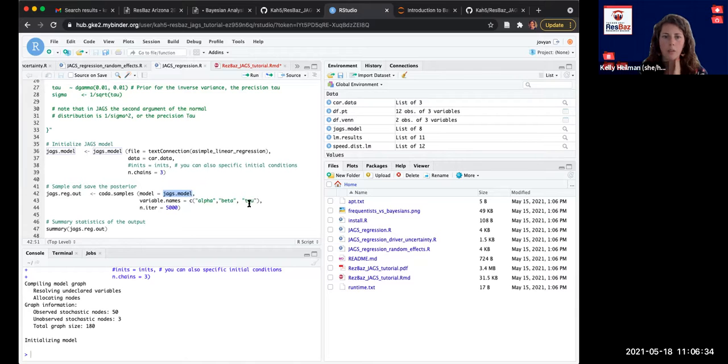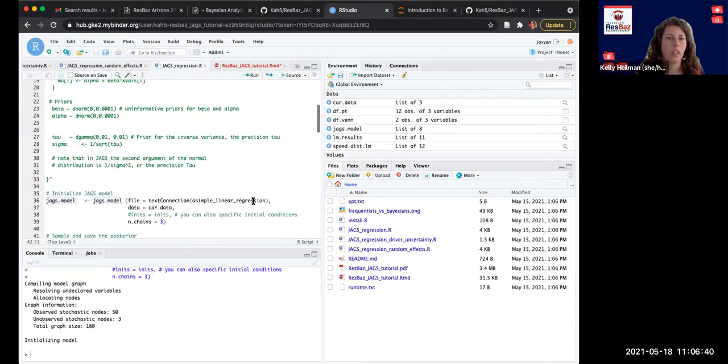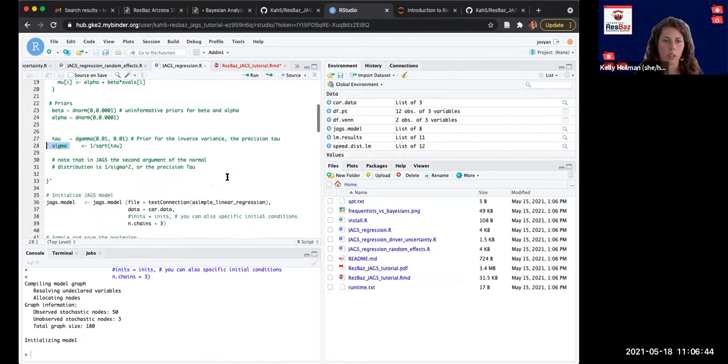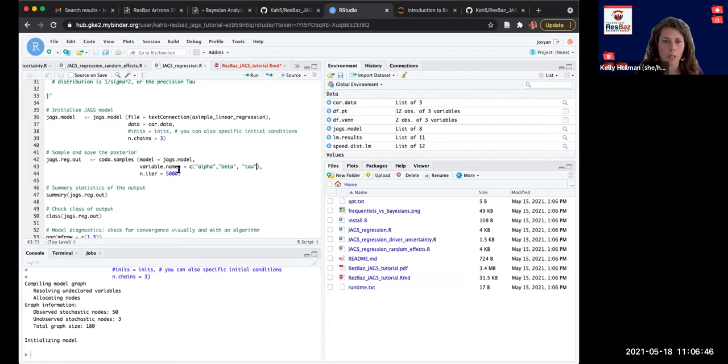And then we can say what variable names we want. So let's say we want to track alpha, beta, and tau. And we'll say, we're not actually interested in sigma, we're interested in the precision. And then the number of iterations. So we'll have 3 chains that we specified above, and each of those chains is going to have 5,000 iterations.